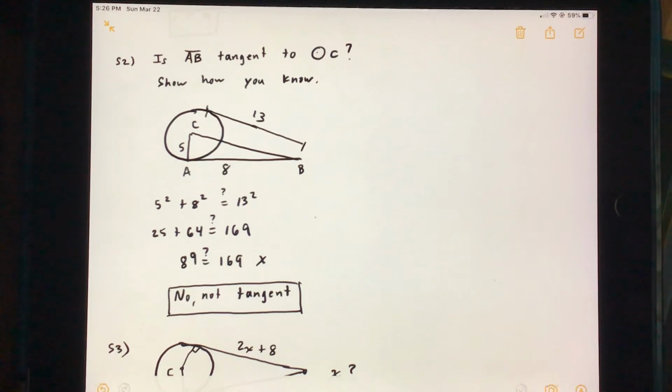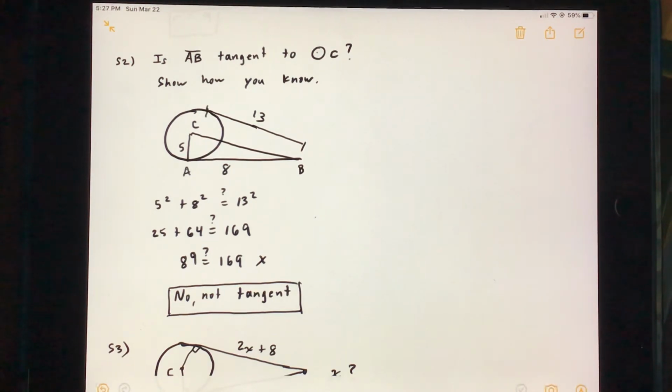So we set up 5 squared plus 8 squared and ask, is that equal to 13 squared? Simplifying that, we have 25 plus 64, is that equal to 169? Adding the 25 plus 64, we get 89, and we're asking, is 89 equal to 169? And no way, that is way far apart. So no, the line segment AB is not tangent to circle C.